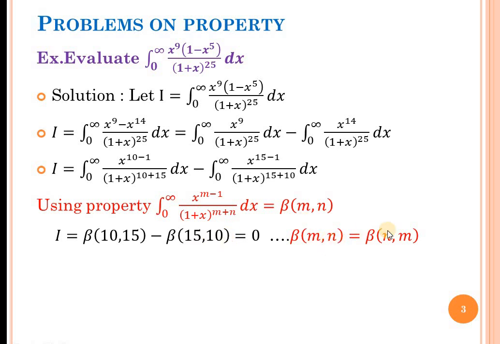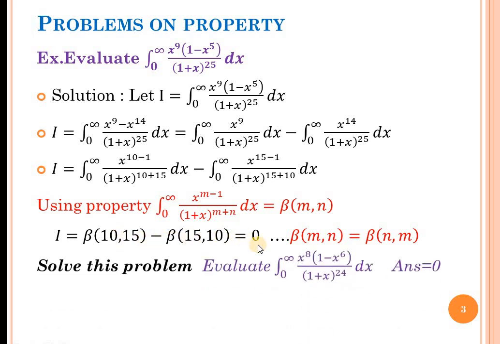But we know beta mn is the same as beta nm. So it becomes beta 10 15 minus beta 10 15. The value of this is 0. Similar problems you can solve. Integration 0 to infinity x raised to 8 into 1 minus x raised to 6 upon 1 plus x raised to 24 dx. If you simplify this, you get beta of 9 comma 15 minus beta of 15 comma 9, and you get the answer 0 for this problem.